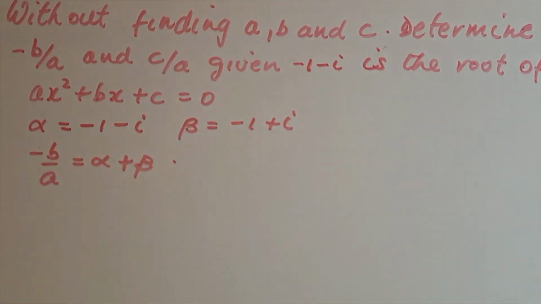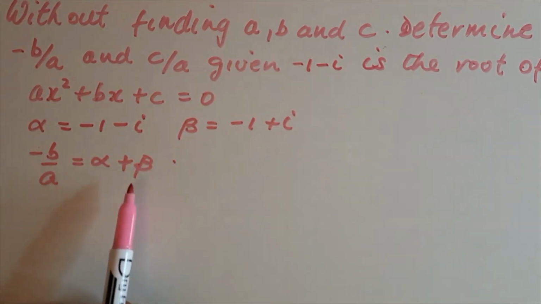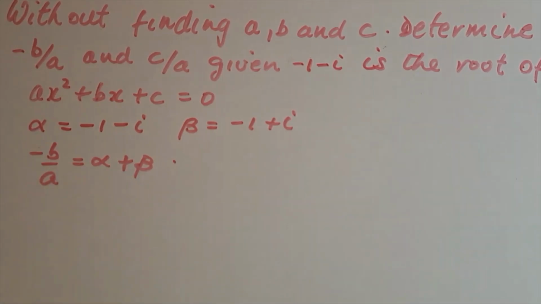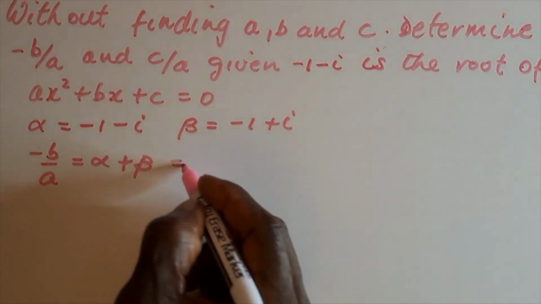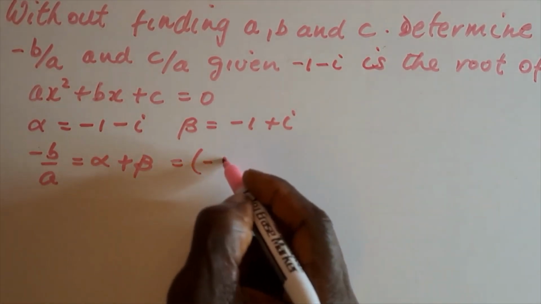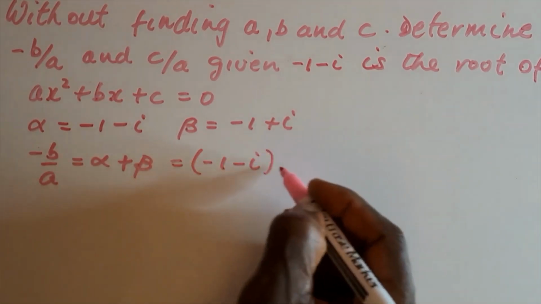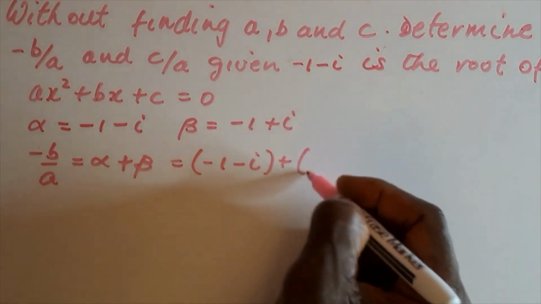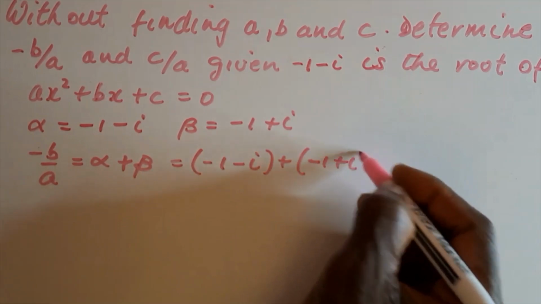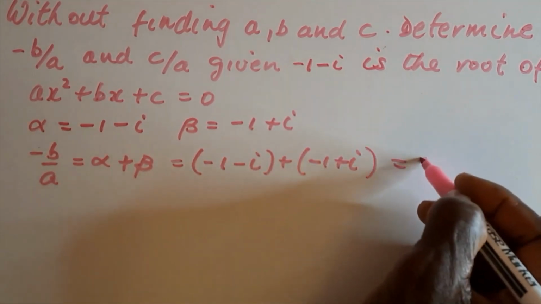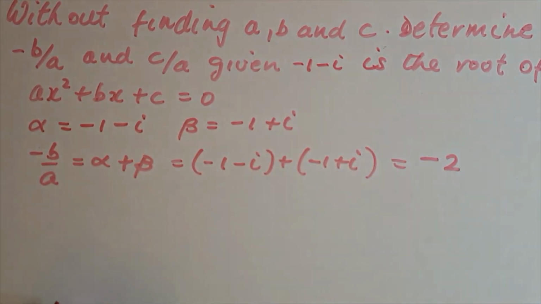If you're wondering where I came up with this notation, if you look at my previous videos, you would see a few videos based on calculating roots of quadratic equations. So alpha add beta is equal to minus 1 minus i add minus 1 add i. This evaluates to negative 2.